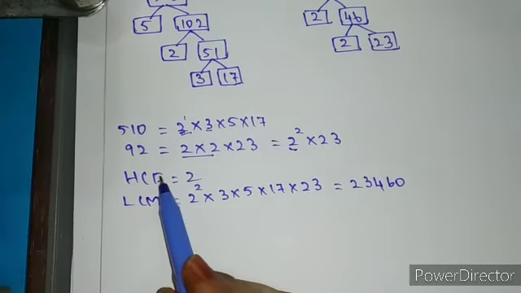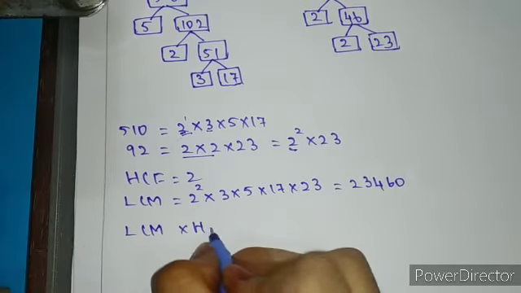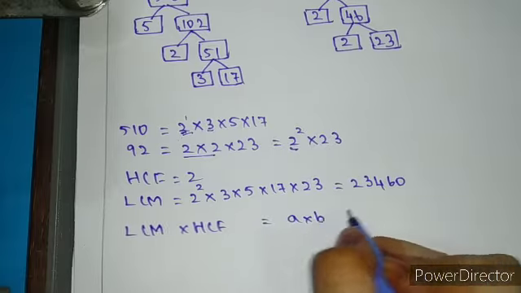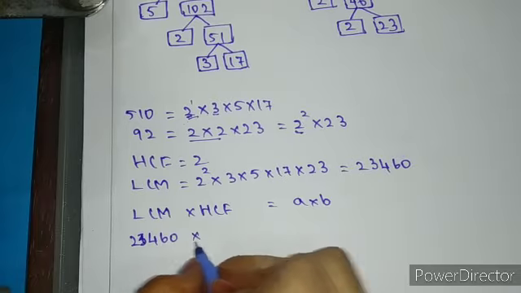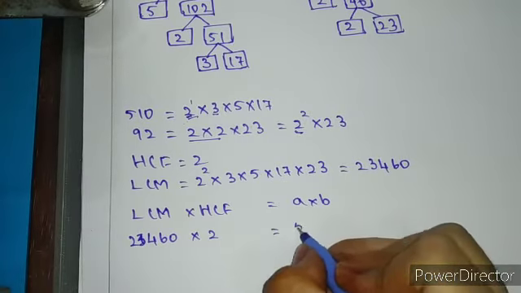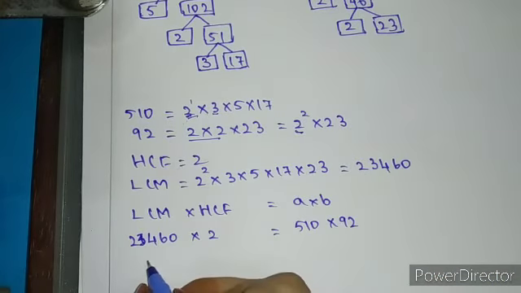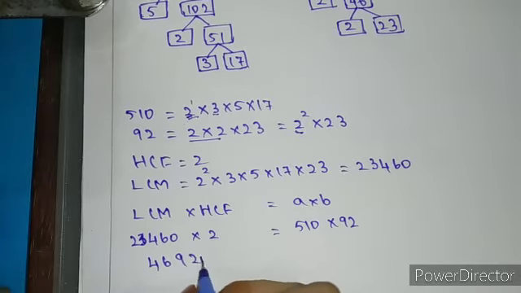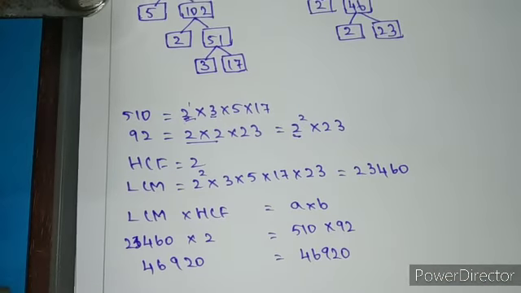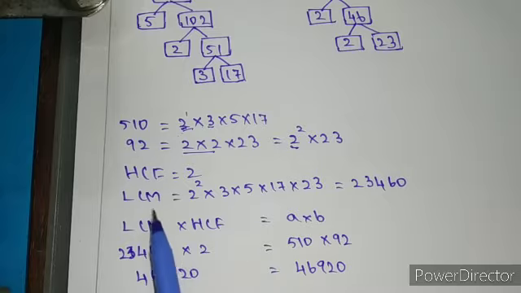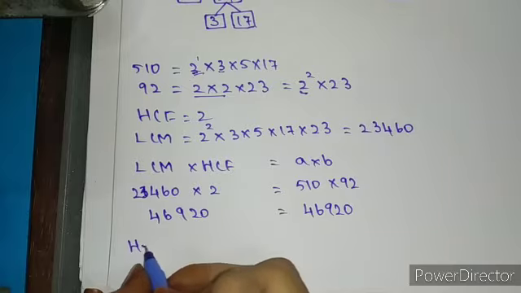Once we got the HCF and LCM, we have to verify the relation. LCM into HCF is equal to A into B. So just substitute the values. 23460 into 2, and 510 into 92. When we multiply this, we get 46920, and here also 46920. Once the values are equal, we can say that the HCF and LCM we found are correct. Therefore, hence verified.